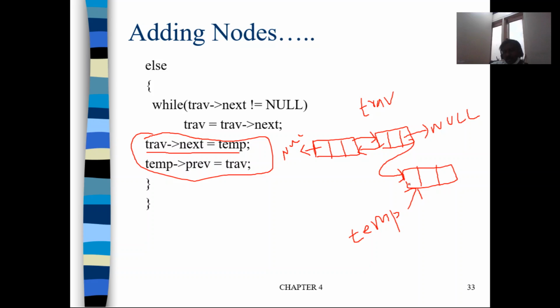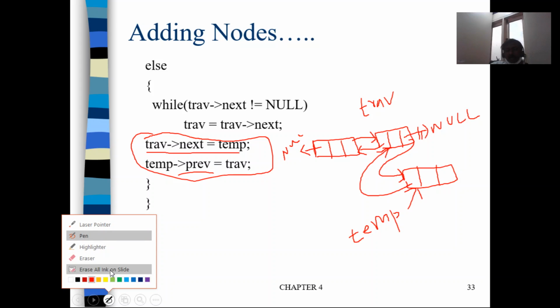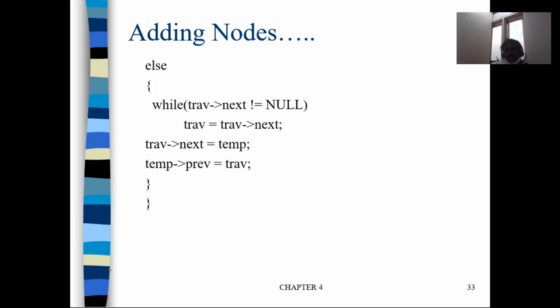And then you have to make temp's previous point to traverse. So temp arrow previous equal to traverse. So now the next that was null, traverse's next, is now temp. And this is temp arrow previous equal to traverse. So this is the core logic for adding a new node to the end of a doubly linked list, right?